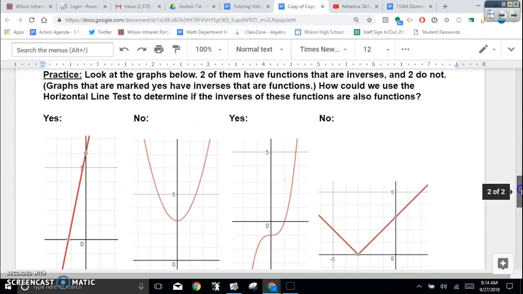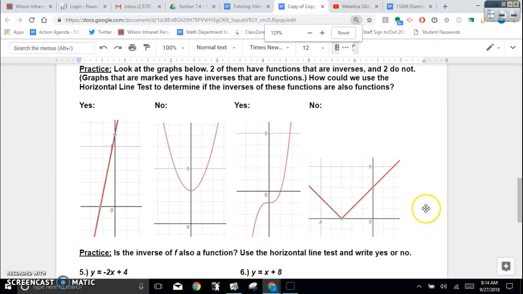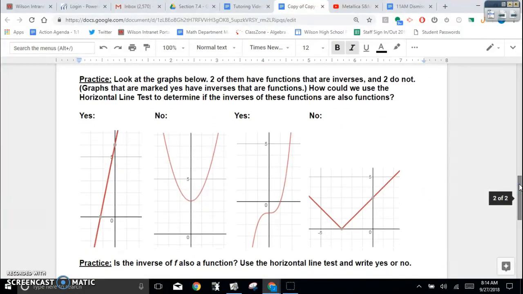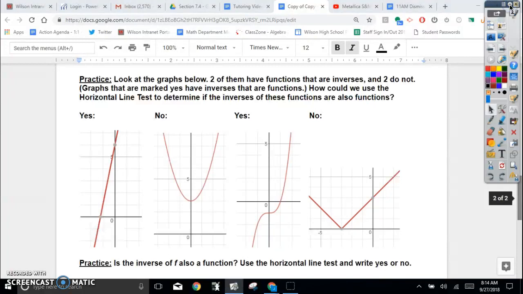All right, so let's go ahead into the back. Look at the graphs below. Two of the functions are inverses, two do not. Let me zoom out here so I can keep the directions. How can we use the horizontal line test to determine if the inverse of these functions are also functions? The first one, they say yes, the inverse will be a function. So that's why you do a horizontal line test. No matter where I draw the horizontal line, it will intersect once. So yes, the inverse would be a function.